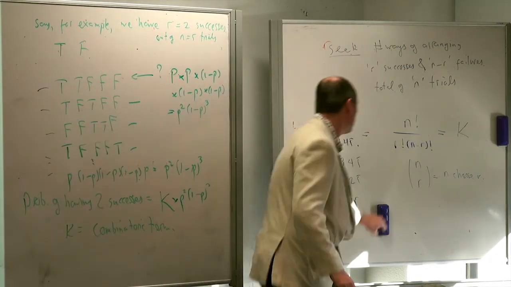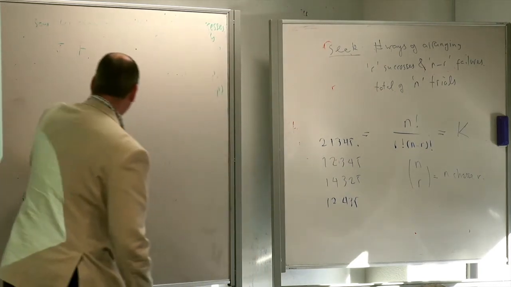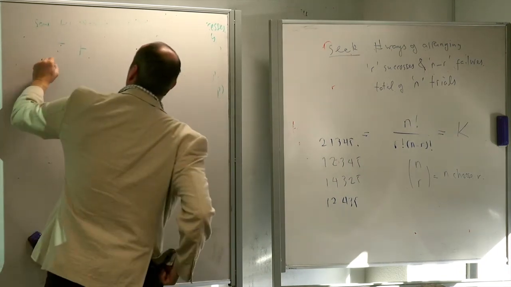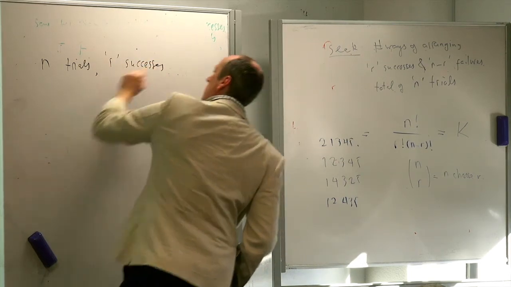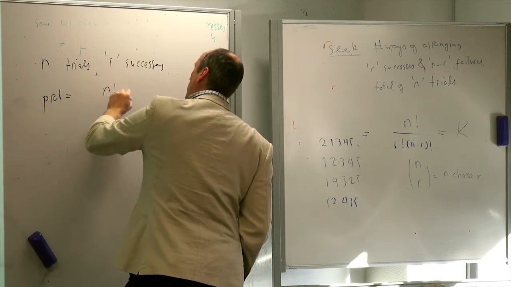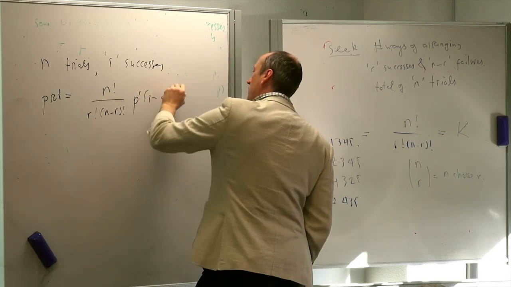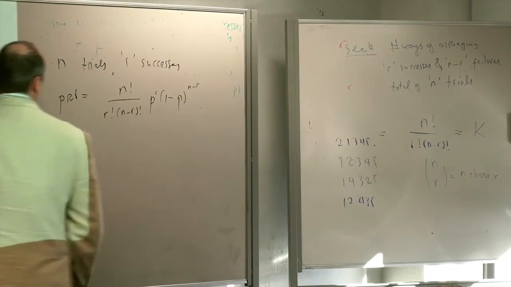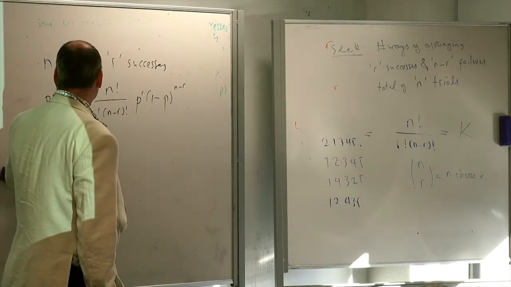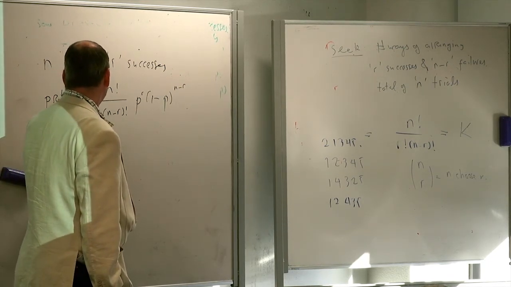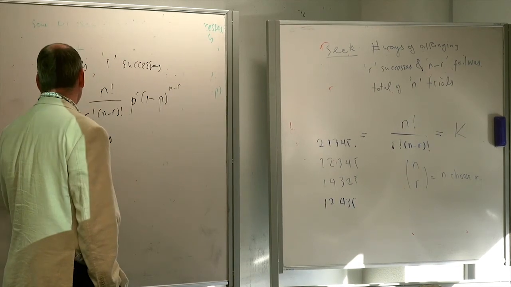Where's my eraser? Okay, so we've got n trials. We've got r successes. The probability of this equals n factorial over r factorial n minus r factorial, p to the r, 1 minus p to the n minus r. Where did I get that from? Shall I pick this formula apart? R equals the number of successes. N minus r is the number of failures. And n is the number of trials.